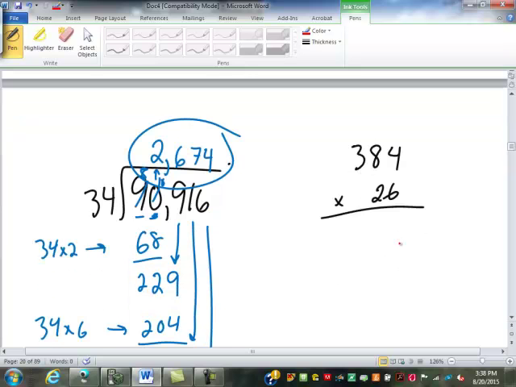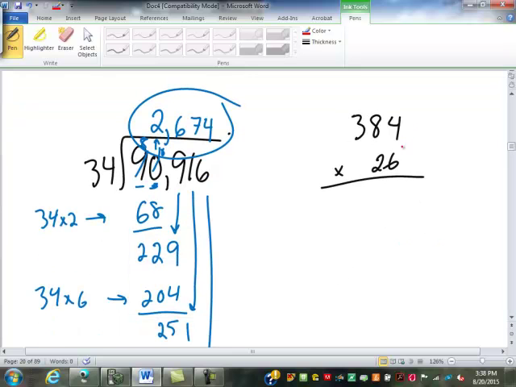The second one, where would we start there? 6 times 4 is? So, leave the 4, carry the 2. 6 times 8 is 48. Plus 2 is 50. So leave the 0. Carry the 5. And then? Okay, 6 times 3 is 18. Plus the 5 we carried is 23. So 3 and carry over the 2. And then?